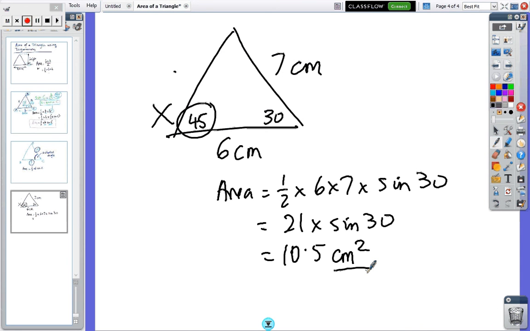Okay, and that's how easy it is to use. All you need is two sides and the angle that's in between them. Any other information is not needed.